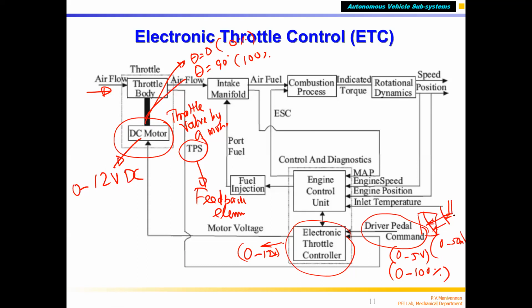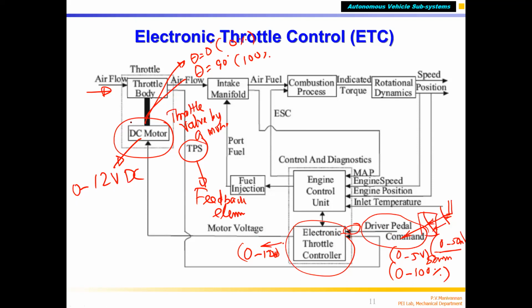Basically, the driver presses the throttle pedal, which travels 0 to 50 mm in a linear movement, going in and out. This linear movement of 0 to 50 mm is measured by a sensor put on the throttle pedal, which converts 0 to 50 mm into 0 to 5 volts because it's an electronic throttle. This signal goes in as the command signal. Now, based on the input, the electronic throttle controller generates 0 to 12 volts because my throttle is controlled by a DC motor which works on 0 to 12 volts.